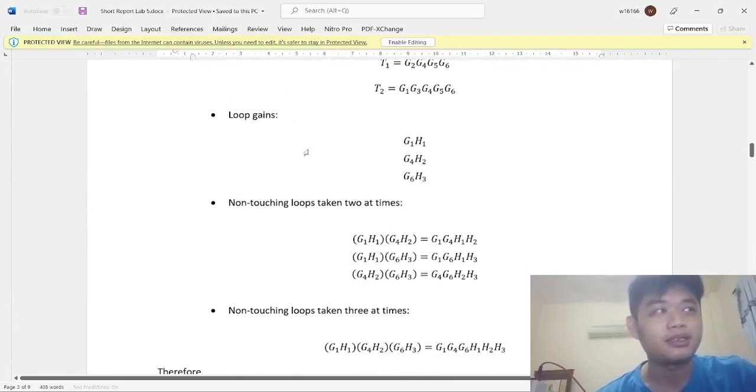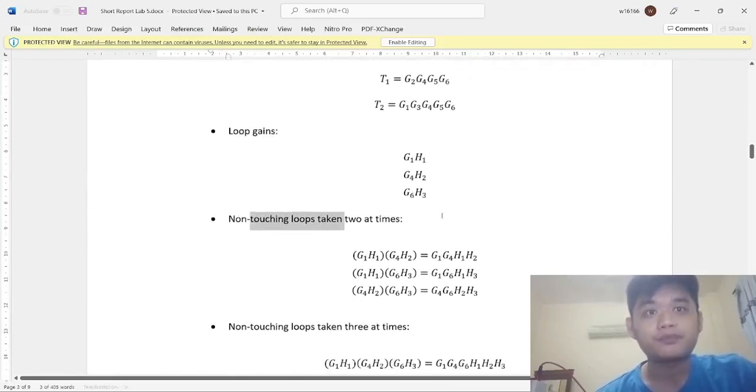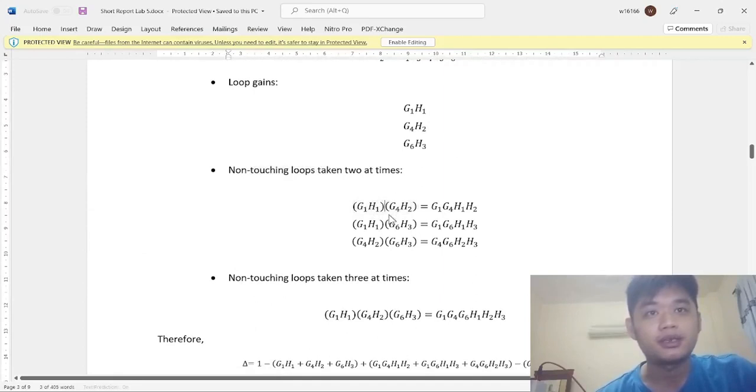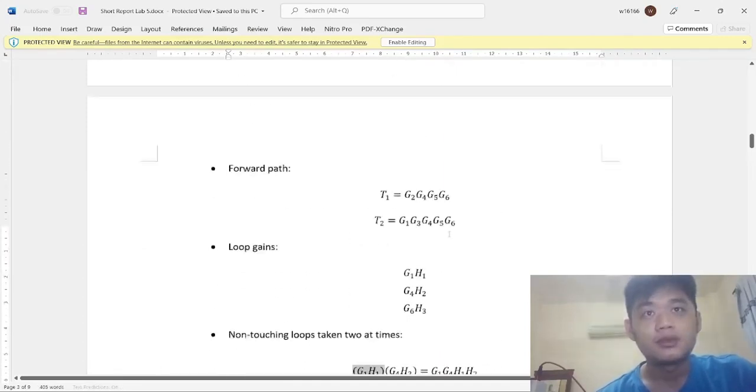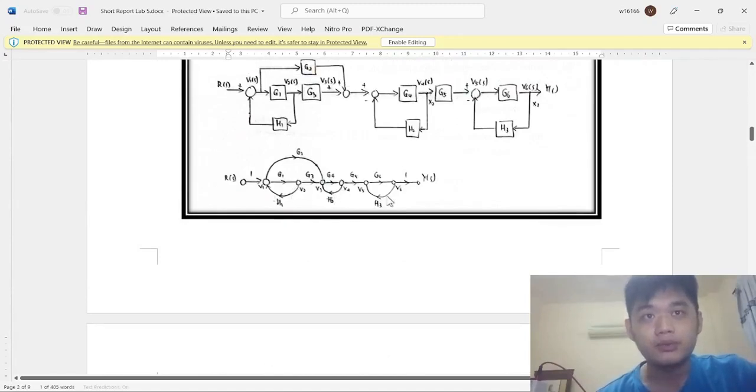Then we're going to talk about taking the non-touching loops. It is actually a set formula, so we just need to use this. We take this loop and multiply it with these two, and after that we repeat the same thing. But if we multiply again using this with this and this, there will be some repetitions. So we eliminate the repetitions and take the others that are not repeated.